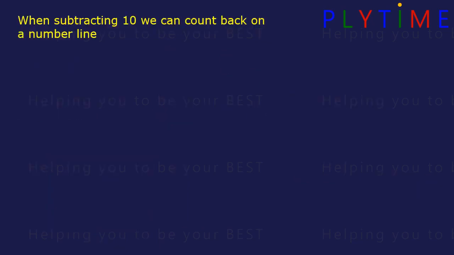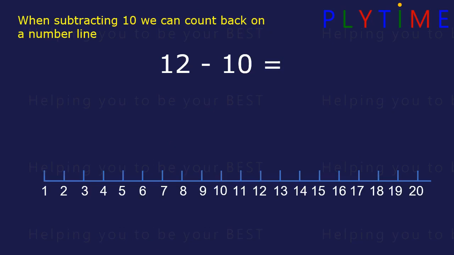When subtracting 10, we can count back on a number line. 12 minus 10. We find 12 on the number line here and count back 10. 1, 2, 3, 4, 5, 6, 7, 8, 9, 10. It equals 2. 12 minus 10 equals 2.